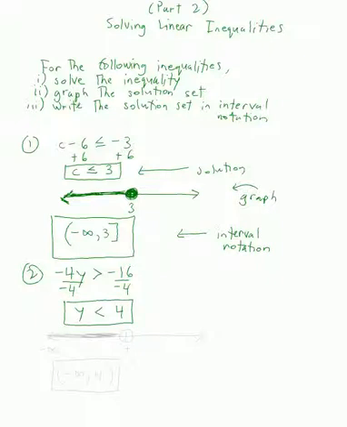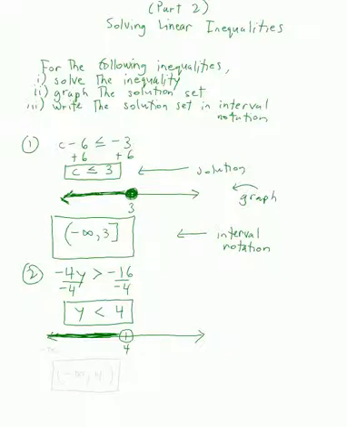How about our graph? Here's our number line. Here's 4. We shade to the left because it is a less than. And we do not include 4 because, again, it is a less than. So that's how we leave our answer.